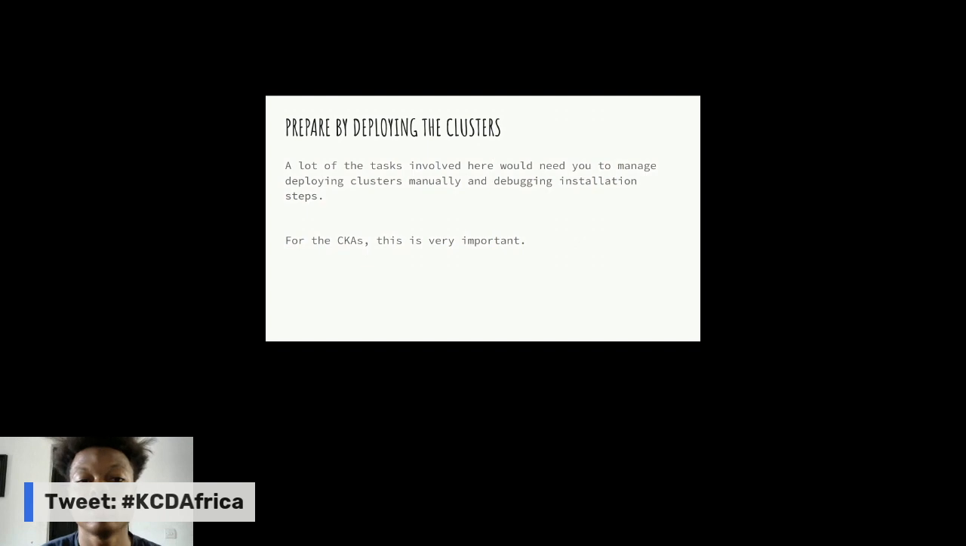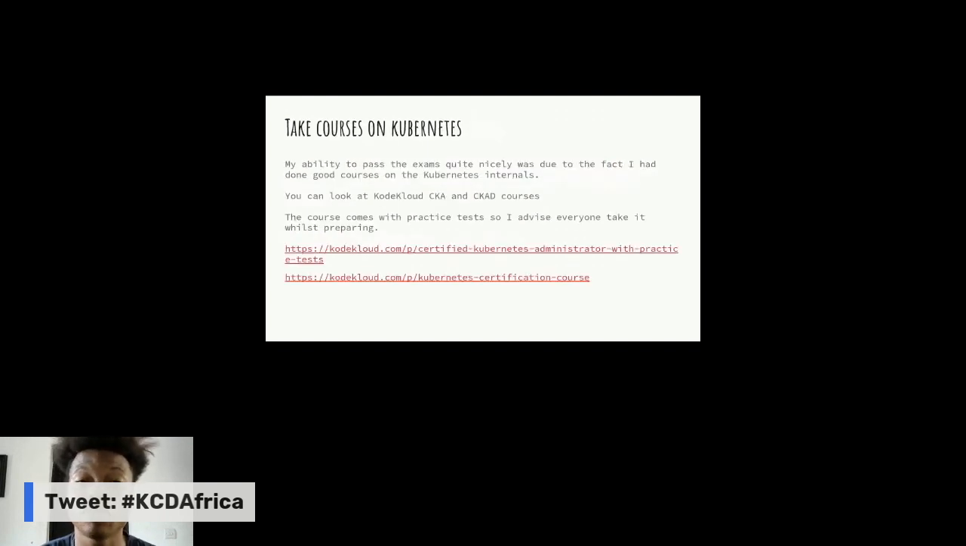The next thing is to take courses on Kubernetes. There are a lot of courses, but the one I mostly recommend is Code Cloud, mostly because they have practice tests, and the instructor, Mumshad Mannambeth, was really, really thorough in his explanations of what this does, the various components, how they apply, and then ways that you can actually use them.